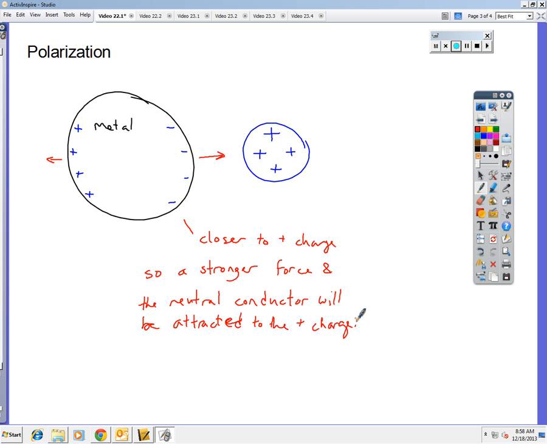Some insulators will also do this. Usually it's highly polar insulators like water. We'll do a demonstration in class of how water is attracted to an electric charge. But you need to be able to describe polarization.